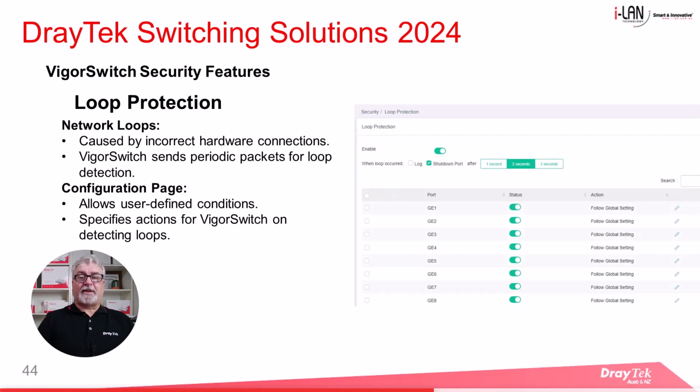Network loops can have a similar effect to a DOS attack, flooding the network with unnecessary traffic and slowing it down, and also causing routers and switches to bog down. Loop events on a VigorSwitch, possibly resulting from incorrect hardware connections, prompt periodic packet checks. This page enables users to define conditions and specify actions for the VigorSwitch to take when looped packets are detected, aiding in the identification and resolution of potential network loop issues.